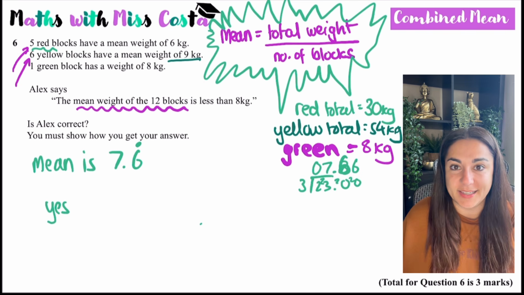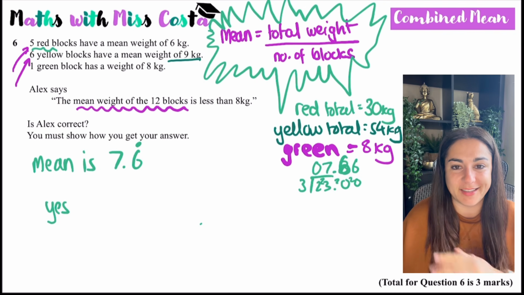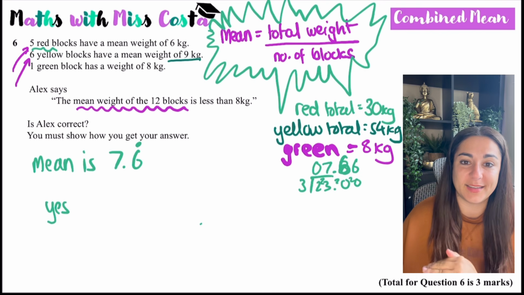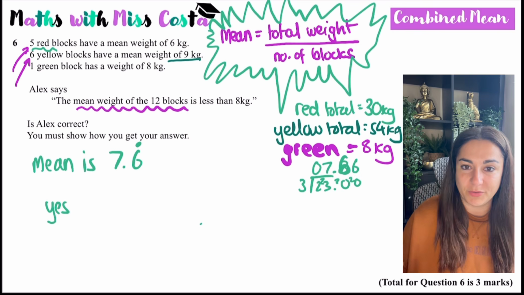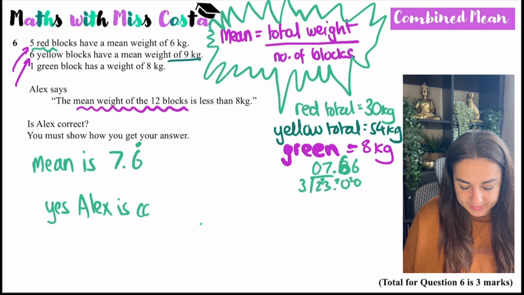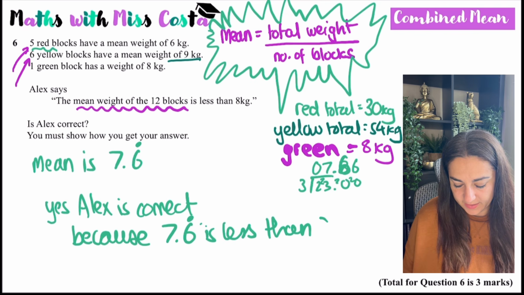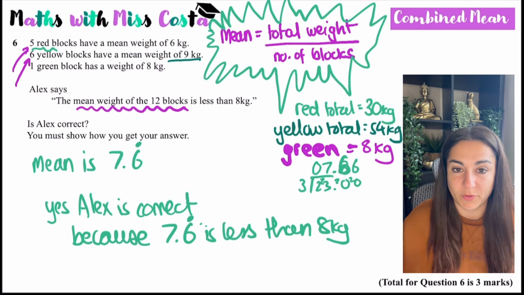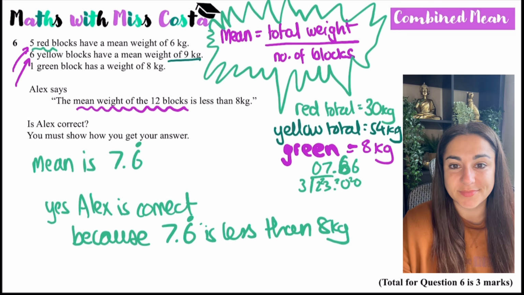Okay, so the other thing is when they give you questions like this where they say, is someone correct? You need to actually say whether they are or they are not correct. The amount of people that lose marks because they haven't said yes or no and then given a conclusion is quite a lot of people. So you answer the question, you say yes or no, and then you give a reason. So yes, Alex is correct because 7.6 is less than 8 kilograms. And obviously you show all of your working, don't rub any of it out. I know I've been rubbing it out, but that's so that there's space. Keep everything because you want as much evidence as possible.